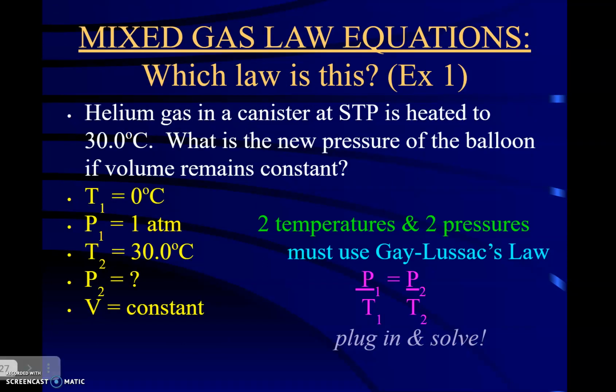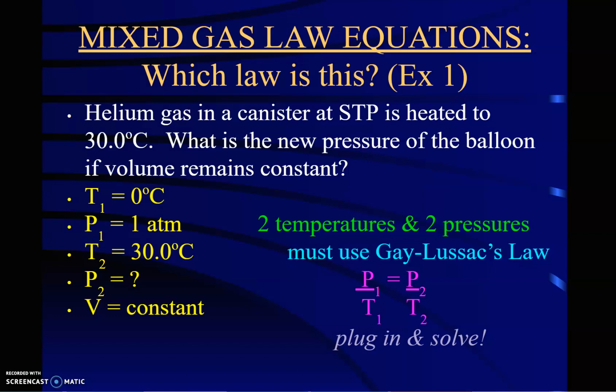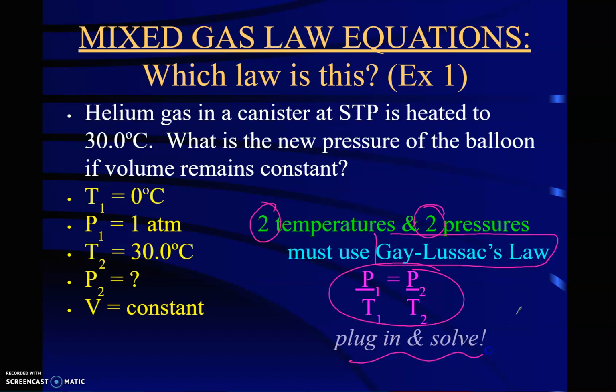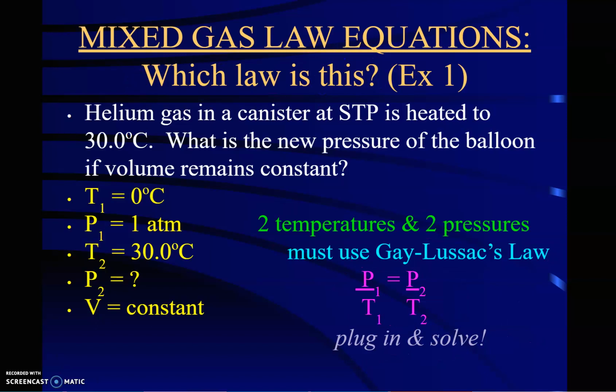You would identify what temperatures, what pressures, what's constant, what's not, and then use your equation and constant sheet to figure out which one had two pressures and two temperatures. That's our Gay-Lussac's law. So you would plug into P1 over T1 equals P2 over T2, and then you would get your right answer. Okay, so I'm not going to go through solving those. I'm just showing you how to figure out which law you use.